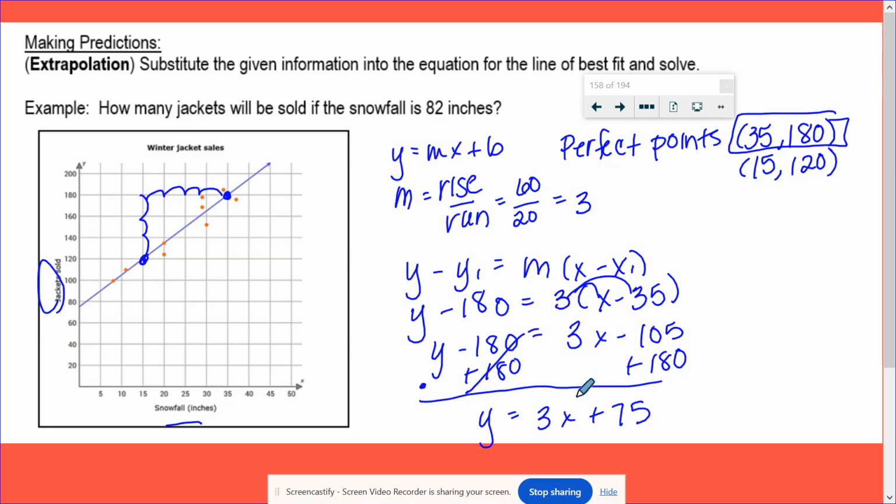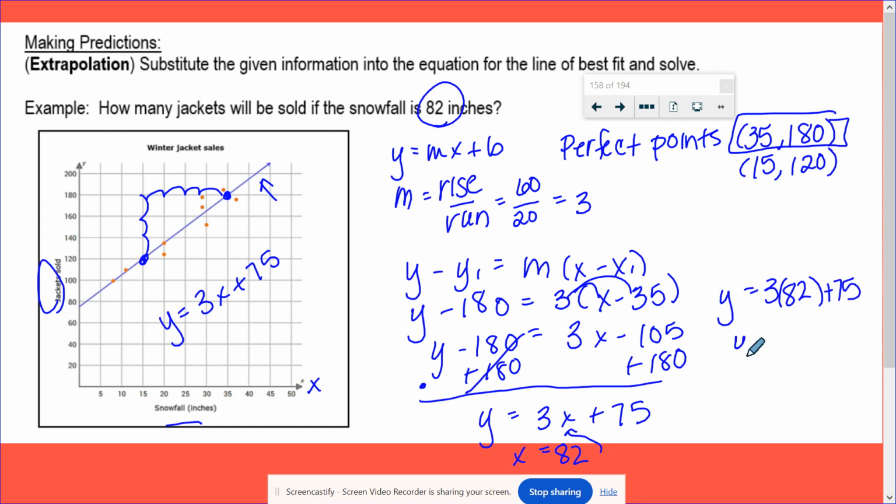Now that I have a linear equation representing that line of best fit, I am able to make predictions that I can't see on the graph. So 82 represents snowfall, which represents my x-axis. So if I put an 82 right there for x, and I work out this equation, it will then predict for me how many jackets I can expect to sell if there are 82 inches of snowfall. This is how it ties in with what we've been learning.